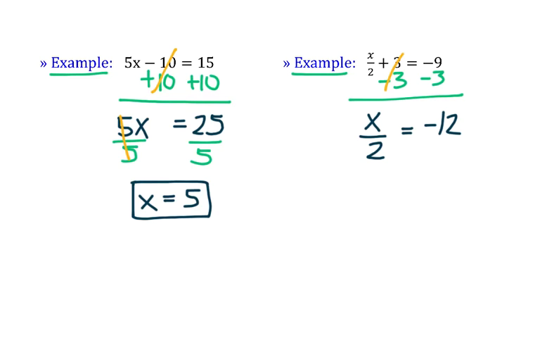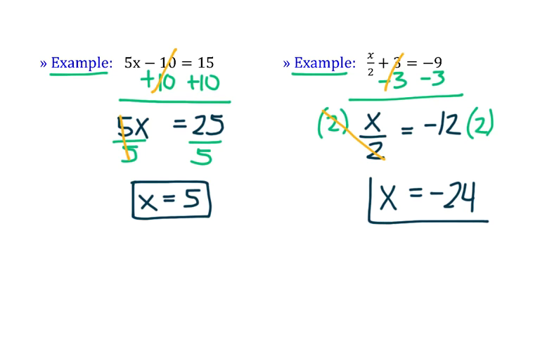Since we're dividing by 2, the next step will be to undo division through multiplication. And multiplying both sides of this equation by 2 leaves x on the left side and negative 12 times 2 giving negative 24 on the right-hand side. So a few more examples.